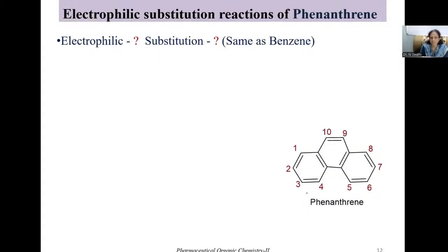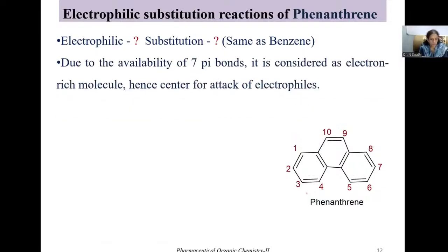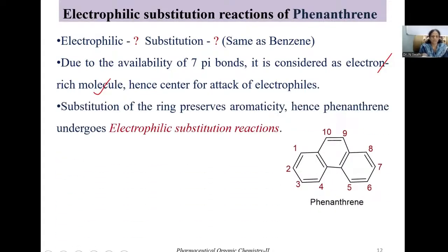That is why electrophilic substitution occurs and also why only substitution is preferred. It is similar to anthracene. This phenanthrene also consists of 7 alternate bonds, that is, 7 conjugated pi bonds, and that is how it is considered an electron-rich molecule. These electron-rich molecules will be a source for the attack of electrophiles, because electrophiles are the electron-deficient ones. It is because of this reason that among the 3 types of reagents, electrophiles are the preferred reagents on the phenanthrene ring system. Why substitution only? Because even after substitution, the rings maintain the aromaticity. It is because of this reason that phenanthrene undergoes electrophilic substitution reactions.